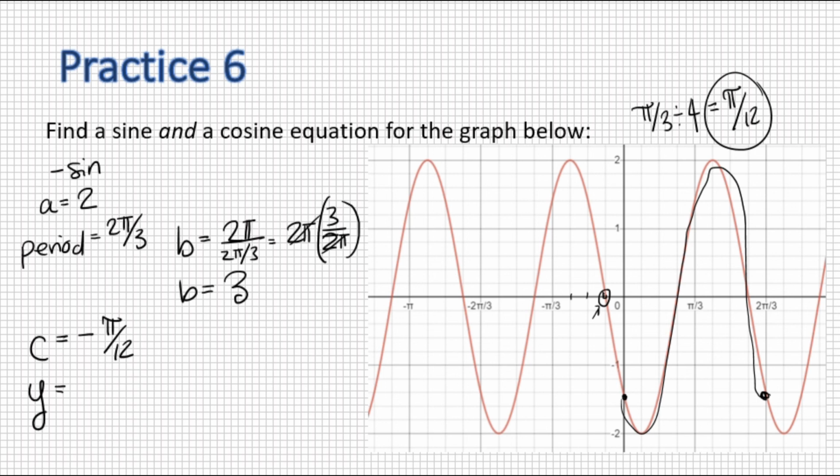y equals negative amplitude, shape of graph, brackets, frequency, x minus the phase shift, so x minus negative pi over 12 is x plus pi over 12. So there's the equation as a sine graph.